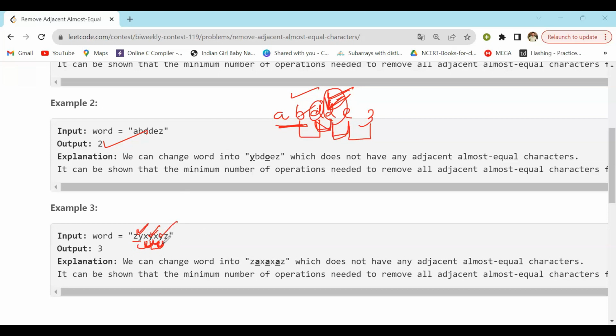The last one, Y and Z. Are they almost equal? Yeah. Which one should we change, first or the second? Obviously the first one, because the first one was touched before also. Over. We did three changes. Got my point? I think my point is pretty clear here.